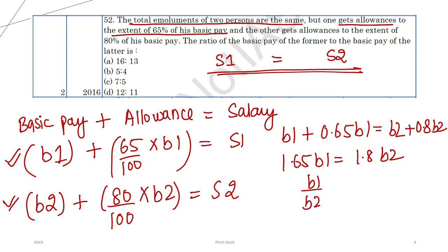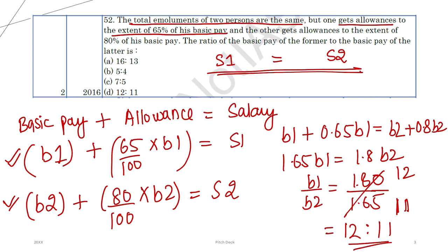B1 by B2 is 1.8 divided by 1.65, right? How can we solve this? 15 11s are 165 and 15 12s are 180. So 12 ratio 11. However you want to solve it, this is the way. So 12 ratio 11 is the ratio of their basic pay, right?